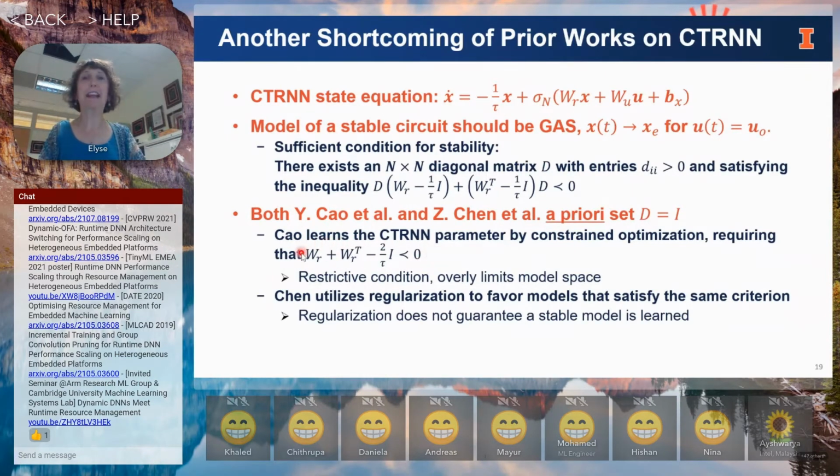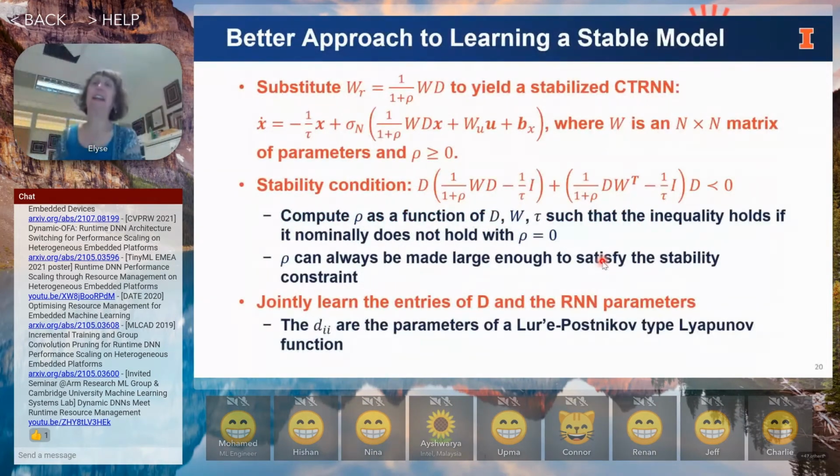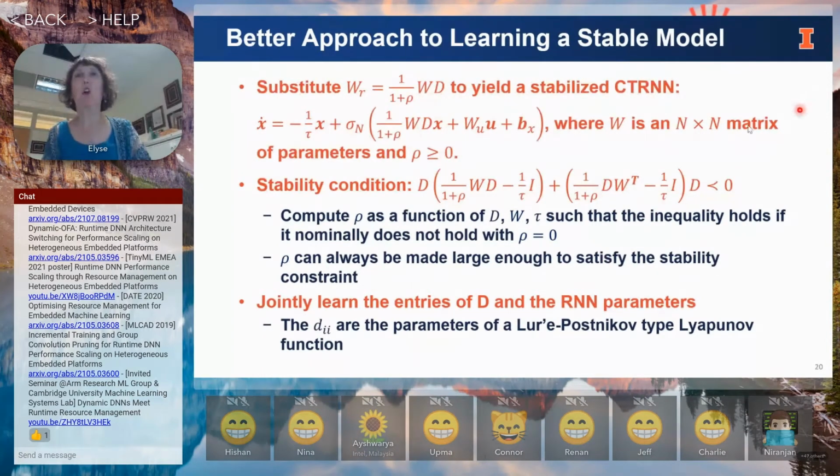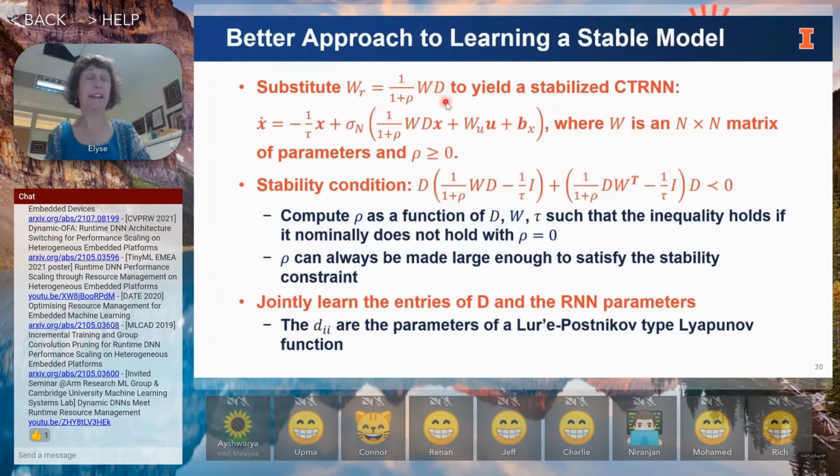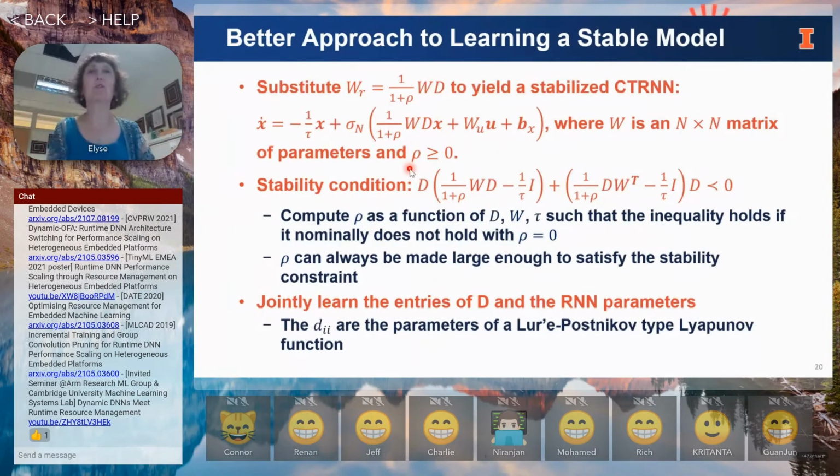And Sao used this as a constraint when he optimized the model equation. However, that is a highly restrictive condition, and it limits the parameter space for your model, potentially compromising the ultimate goodness of fit that your model can obtain. And so I want to suggest a different and better approach to learning a stable model. For the parameter matrix WR, we substitute this product. It's the diagonal D matrix, an m by n parameter matrix W, and then this scalar term 1 divided by 1 plus rho, where rho is a scalar number greater than or equal to 0. Now, there is a typo in the paper. The paper says rho greater than 0. This condition is correct, rho greater than or equal to 0.